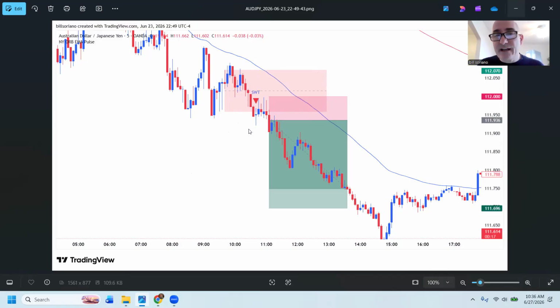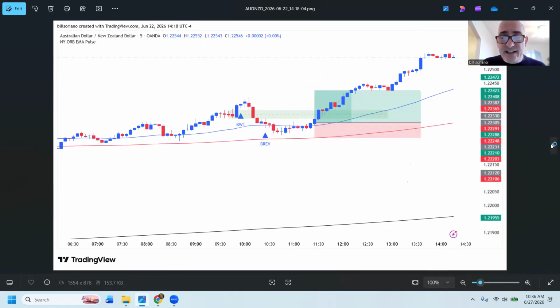So it broke out to the downside in a downtrend, which means it's with the trend, right? So we're looking for a retest and a continuation. We get that right here. Price moves down and gives us a nice win on our first trade of the week.